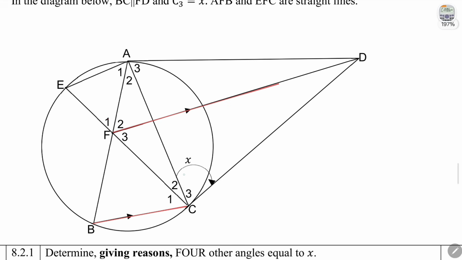Okay, so from this point, when I try to move X from where it is, I'm trying to find out another angle equal to X. I see that because of this, we have corresponding angles like this. But unfortunately, it's at an angle that they haven't even named. So they probably don't even want us to find that.